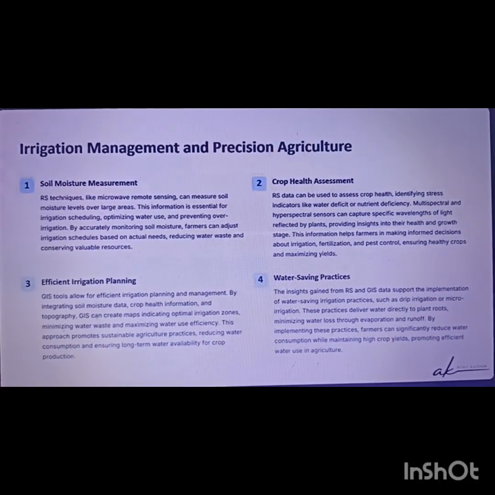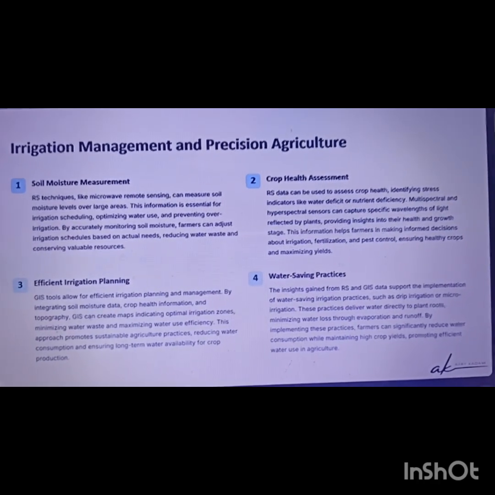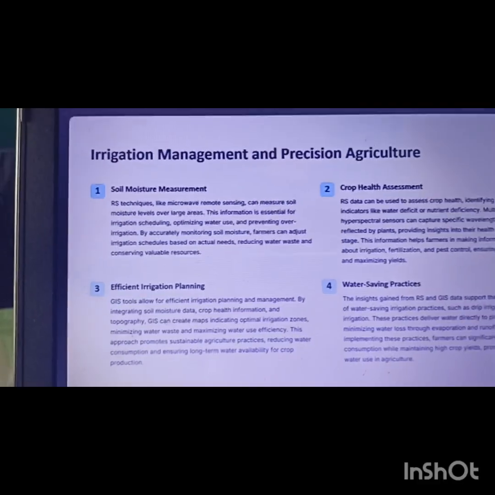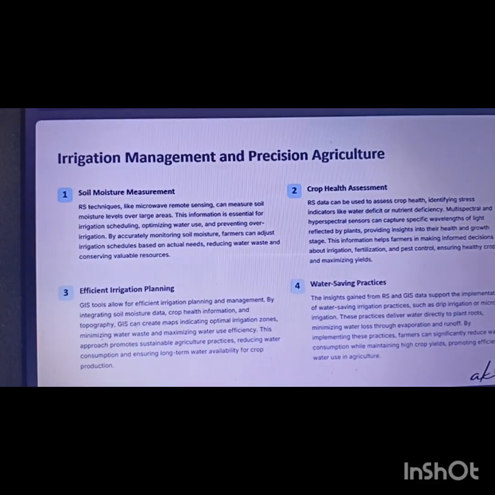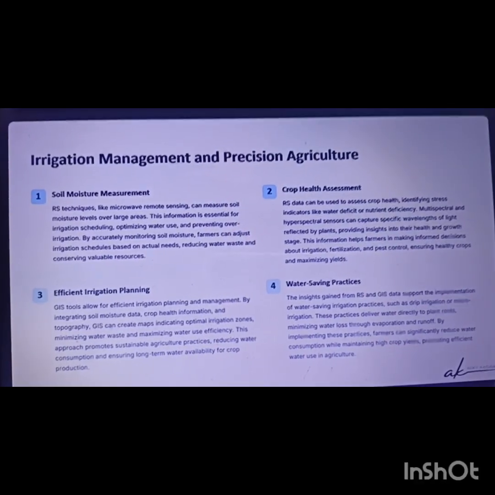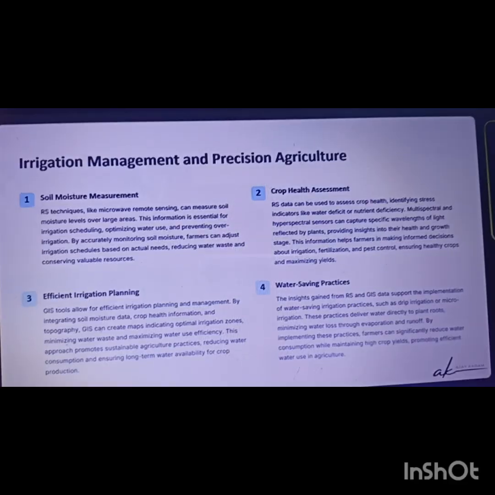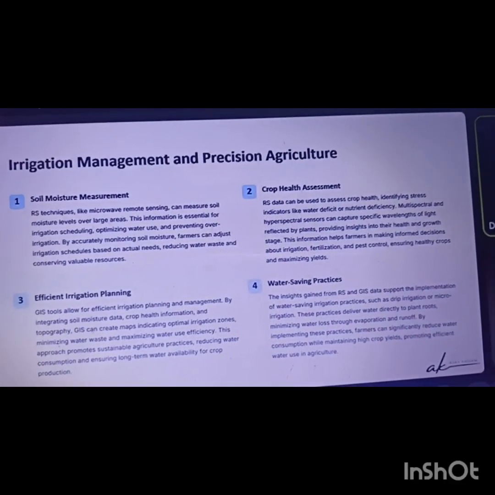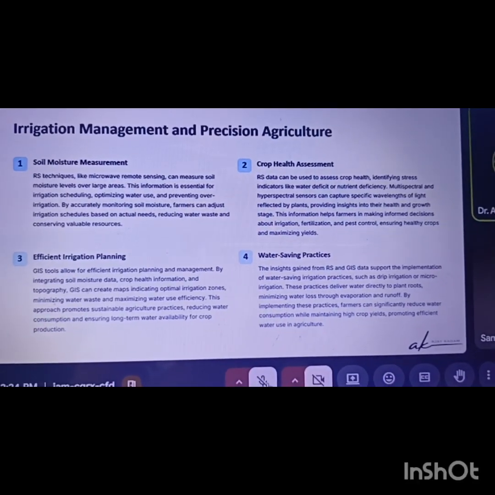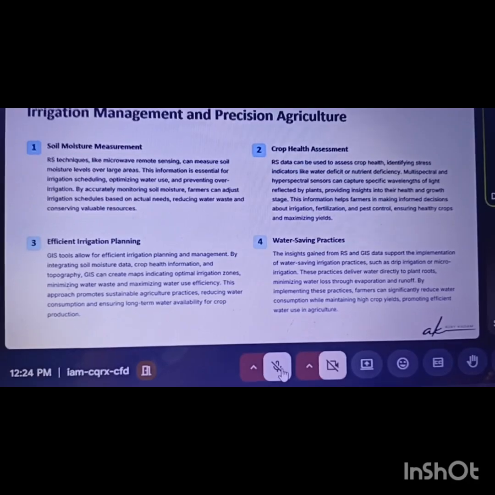Then there will be irrigation management, like soil moisture, as I previously showed you the soil moisture layers. Soil moisture layers can be easily identified with micro remote sensing. This practice is not happening in India, but in the US, where there are thousands of hectares of farmlands, they take real-time images and identify where there is low soil moisture, so they irrigate that area first.